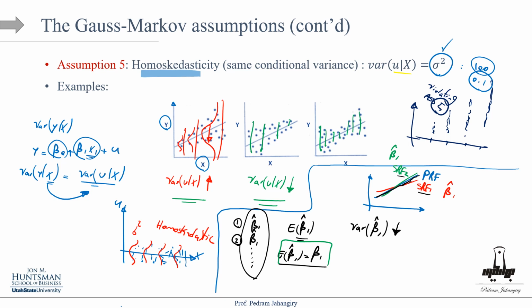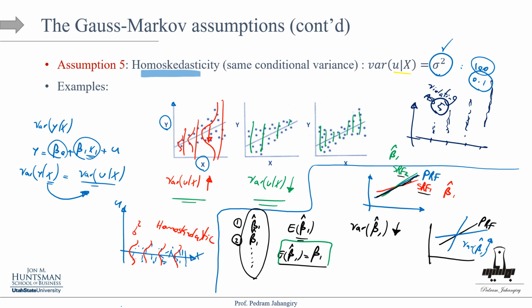But if you have something like this, I don't know, this is the population regression function, and then you end up having something like this. Each time your model is estimating something wildly different. So the variance of beta hat 1 is large. Okay, so we do care about the variance of our estimator, right?